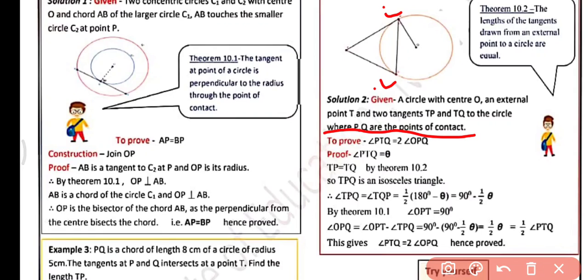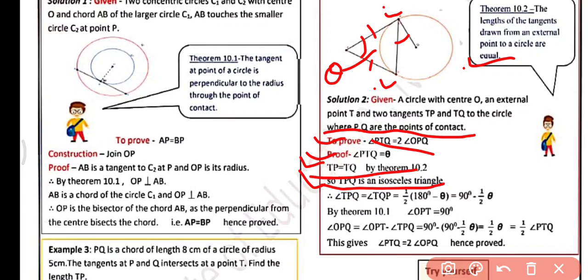So now to prove, we need to prove that this angle is twice of this angle. Let us assume that angle PTQ, that is this angle, is equal to theta. Now by using the theorem, the lengths of tangents drawn from an external point to the circle are of equal measure. This is theorem 10.2, we will use here. So TP equals TQ, so TPQ is an isosceles triangle.